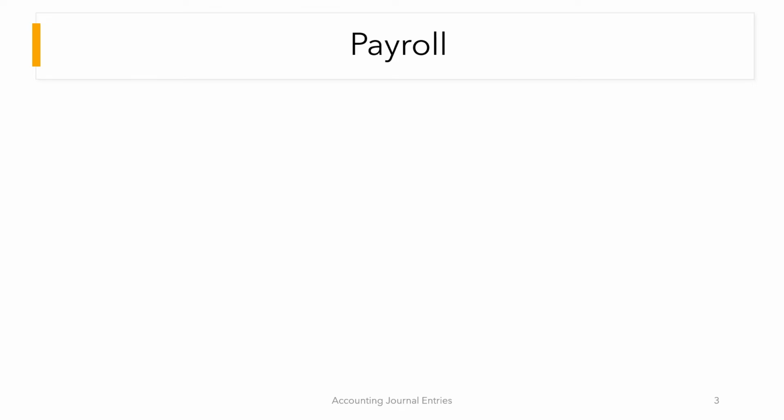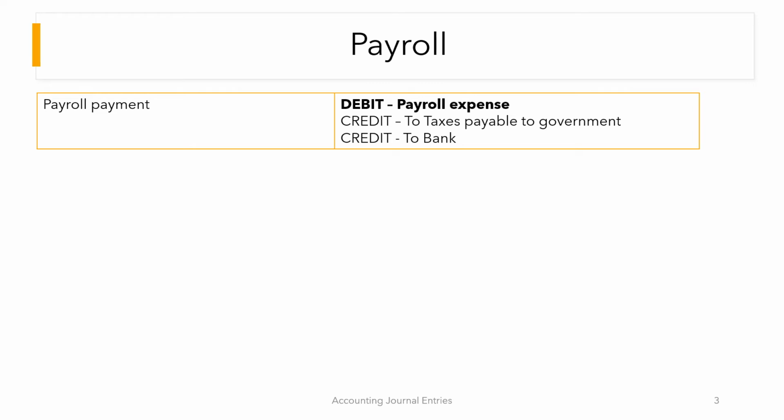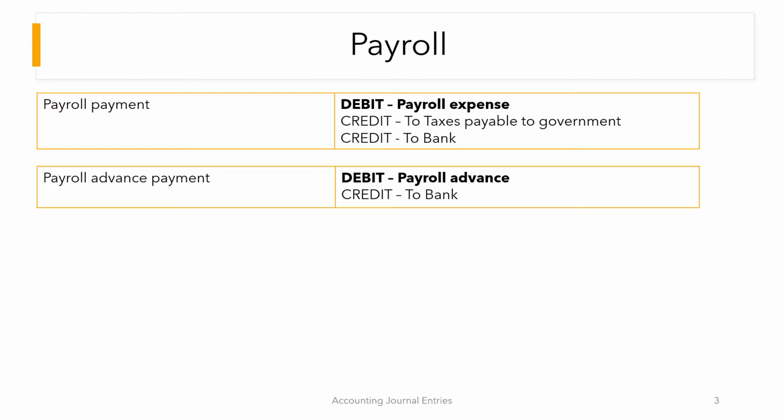Let's quickly look at the payroll related accounting entries. For the payroll payment, debit payroll expense, credit to taxes payable to government, credit to bank. Payroll advance payment, it is debit payroll advance, credit to bank.